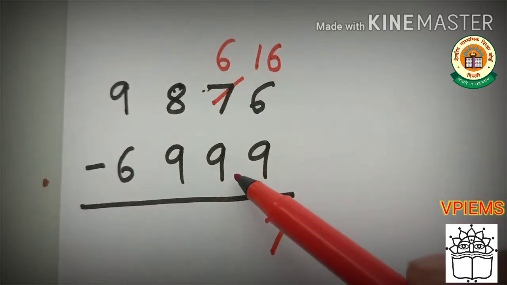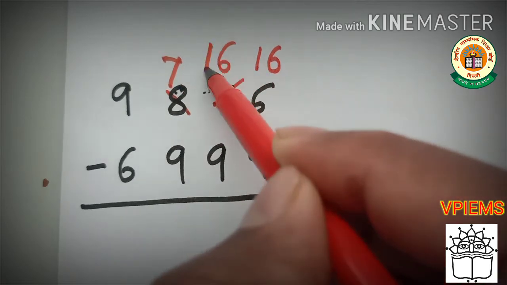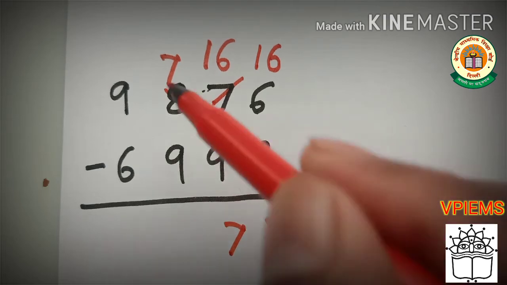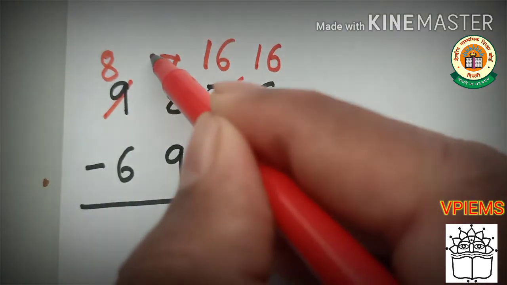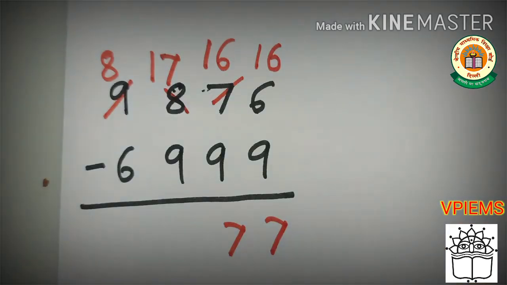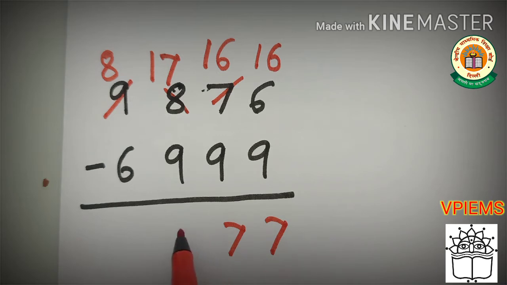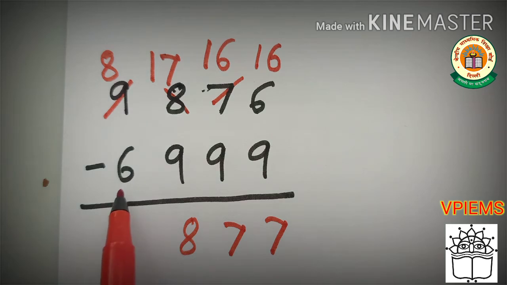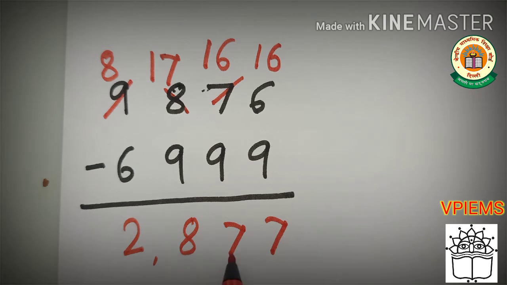Now here is a 6, here is again 9. So again borrow. So here will be 7. And borrow as a 10, so 10 plus this 6 will become 16. Again 16 minus 9, there will be 7. Now here is a 7, again borrow, so again here will remain 8. Then here will become 17. Now 17 minus 9, how much will be there? 8. So last digit is 8 minus 6 is equal to 2. So our answer is 2877.